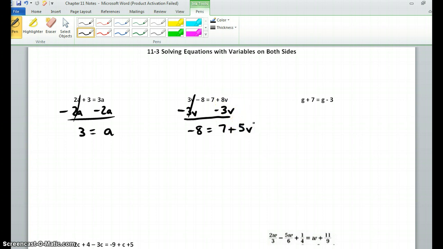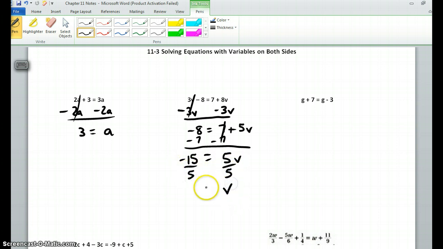So I'm almost there. I still need to isolate the variable, which means I need to get rid of the 7. So the easiest way I know to get rid of a 7 is to subtract 7. And do that to both sides. Be careful of your signs, because a negative 8 minus 7 more is really the same as adding 2 negative numbers. So the result would be negative 15 on the left. My 7s would cancel out, and then on the right I have 5v.